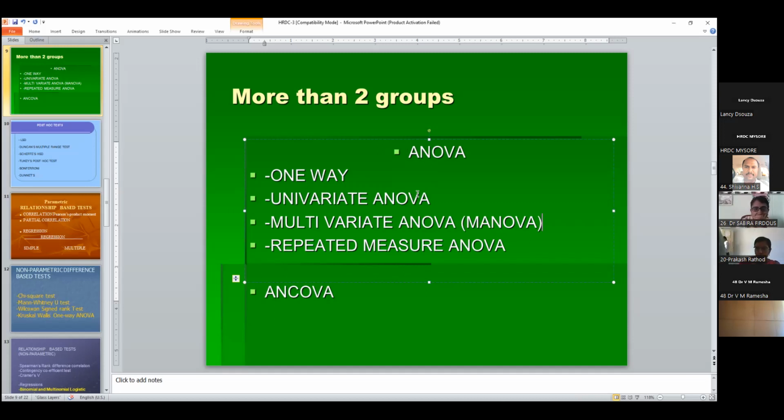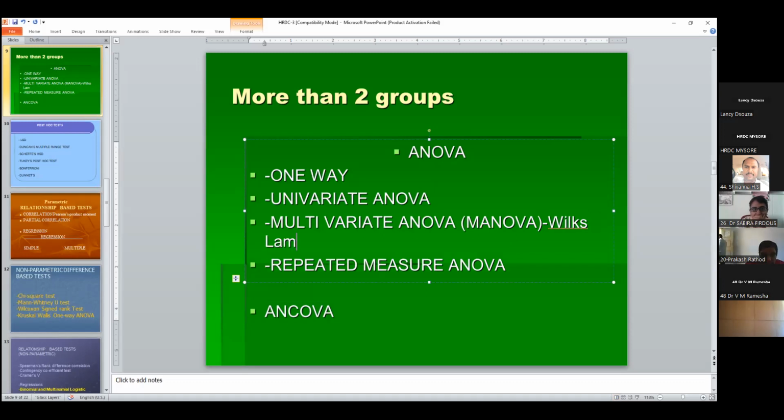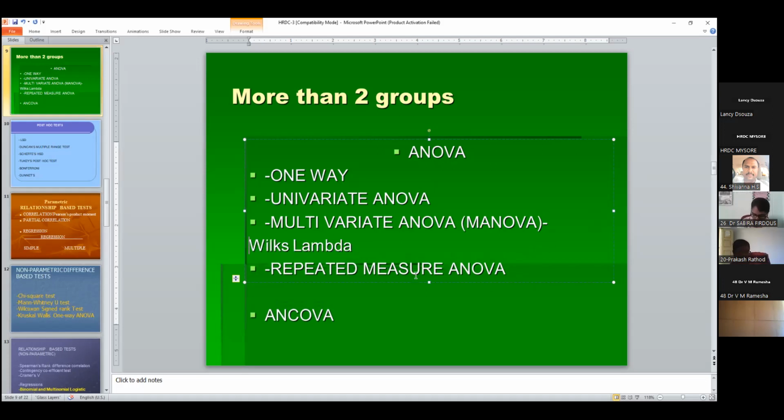Now remember, whenever you talk about MANOVA, you have to invariably mention another index called Wilks' lambda. Please note this term. If you are employing a MANOVA, you are supposed to provide a value called Wilks' lambda. This is important. Why? Because if you are publishing an article and you say you have employed MANOVA, it is going to ask, okay, what is the Wilks' lambda value?